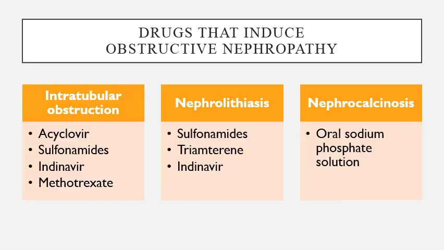So here is the list of the drugs that can induce the obstructive nephropathy. There are three types of obstructive nephropathy that can be induced by drugs. Number one is the intratubular obstruction. These drugs will cause obstruction inside the tubules, and these include acyclovir, sulfonamides, indinavir, and methotrexate.